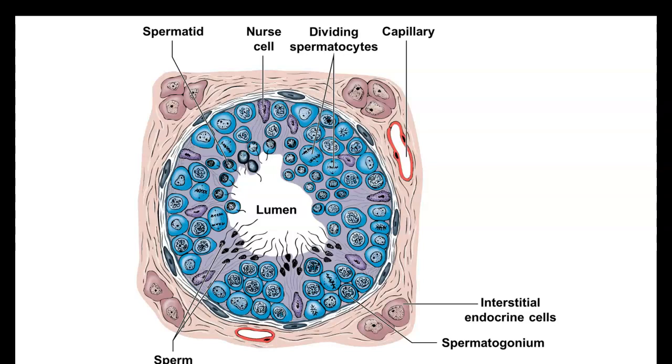And so here's going to be another transverse cut through that seminiferous tubule. And of course, you can see the cells on the outside. So you see your dividing spermatocytes. You see them turn into spermatids, and then they will become sperm, which is going to be released into the lumen and make its way to the epididymis.